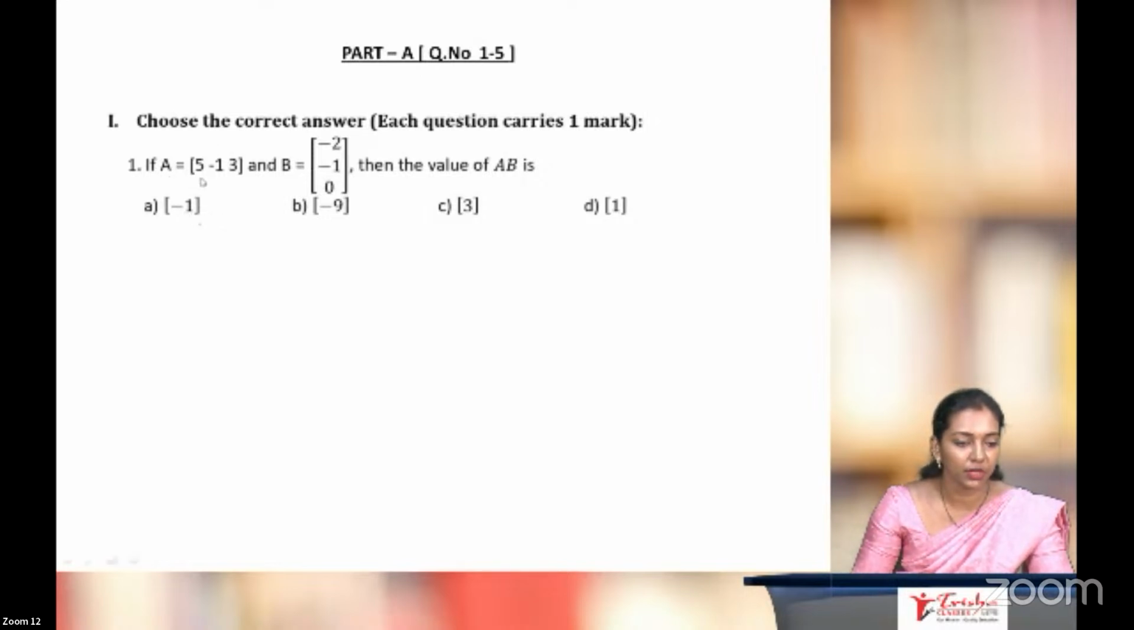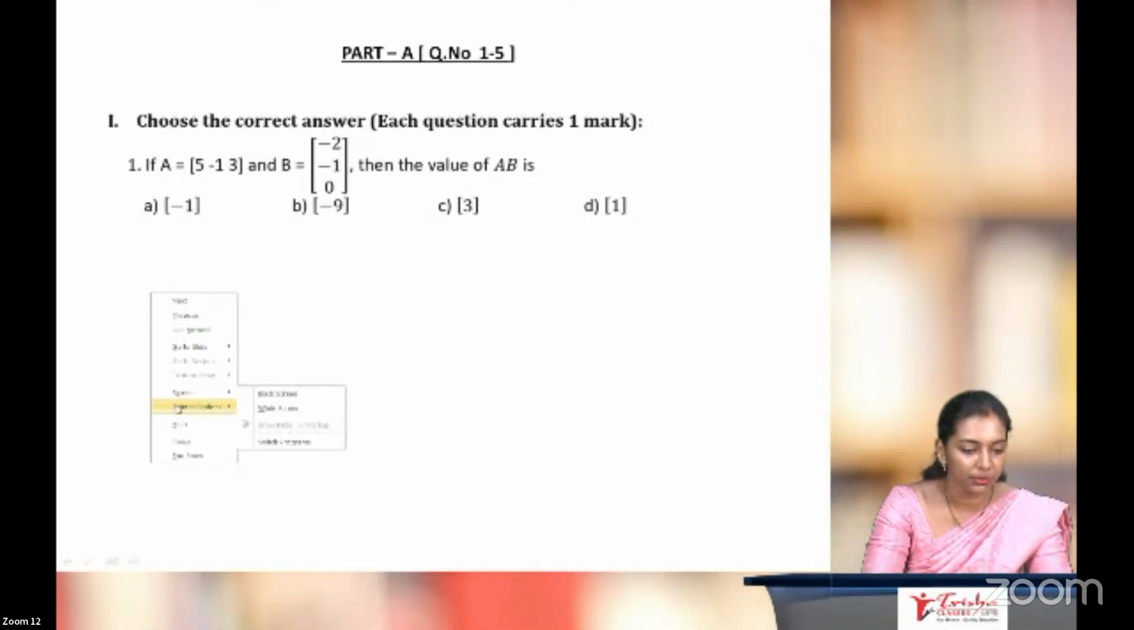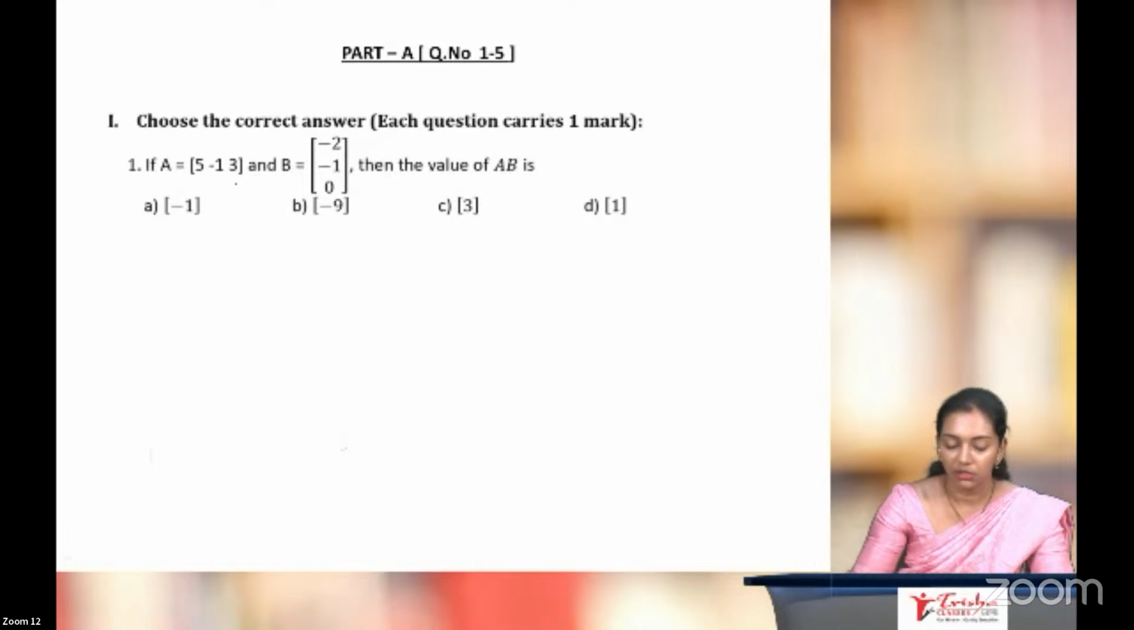If A equal to [5 -1 3] and B equal to [-3 -1 0], then the value of AB is. So here what you have to do, just you have to multiply, right? So multiply A and B. So just to confirm whether your answer is right, you just have to note down the order of the matrix. So here you have one row and 3 columns, right? 1 into 3. So here you have 3 rows and 1 column. So ultimately you should have finally 1 row with 1 column.